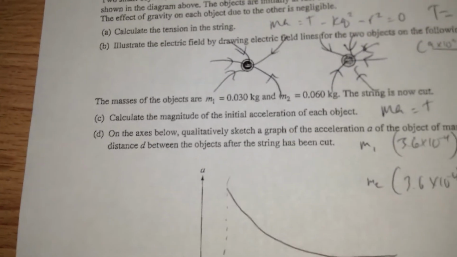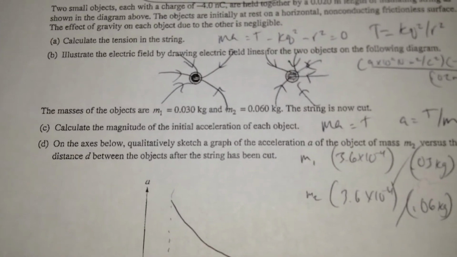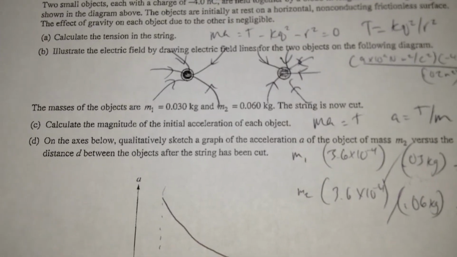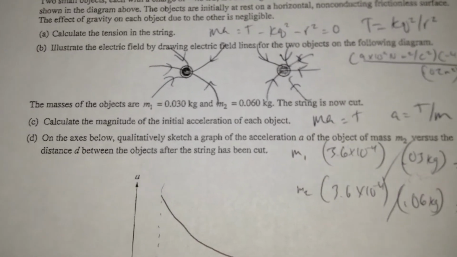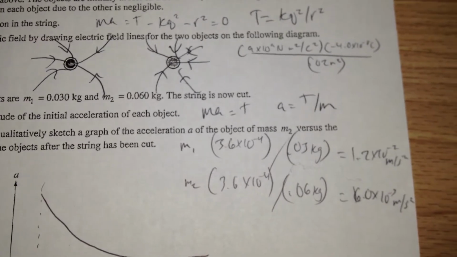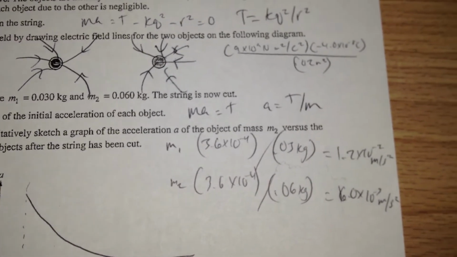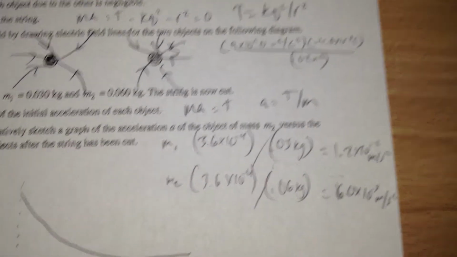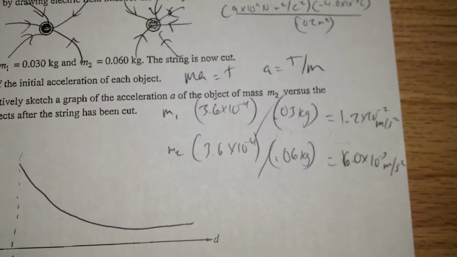So now each object has a mass, one of 0.03 kilograms and the other of 0.06 kilograms. The string is cut, so it wants the initial acceleration of each object. So you have ma is equal to T. So when you manipulate that, you have a equals T over m. So for m1, T is 3.6 times 10 to the negative 4th newtons. So let me fill that in.